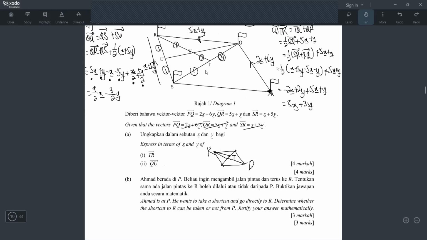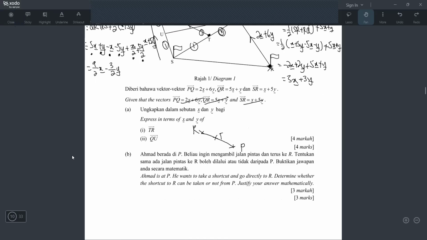So in order to make sure it's along the line, when you go from P to R, you have to pass through T. Then only is it possible for him to take the shortcut to R. So we have to make sure it passes through T, and how do we prove that? We have to prove that the three points PTR are collinear. Collinear in Bahasa Melayu means segaris.